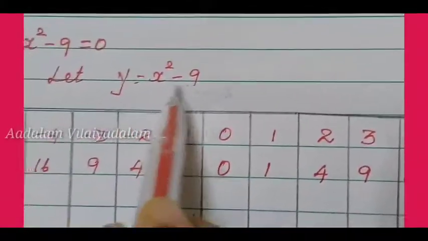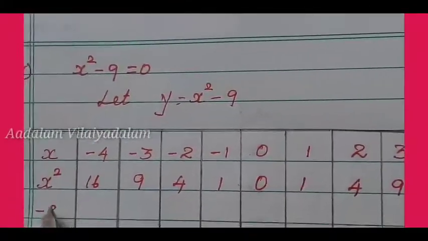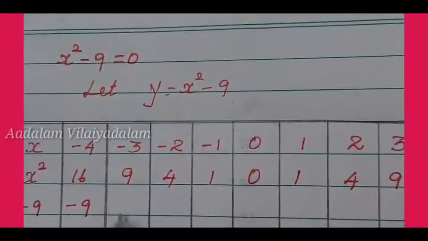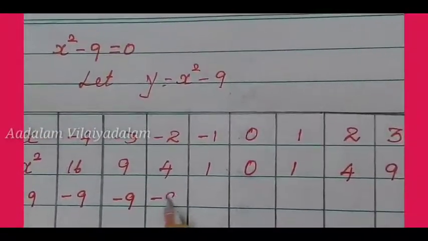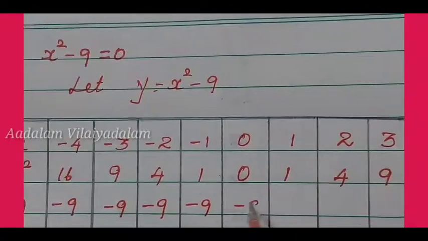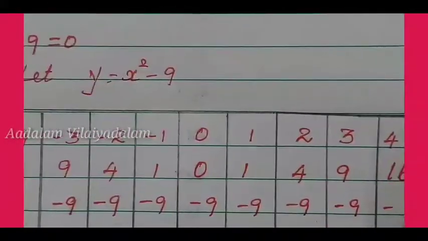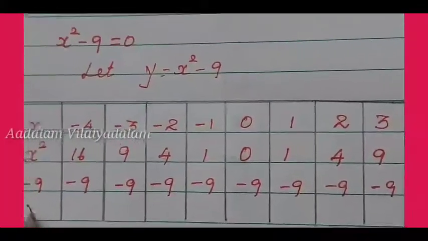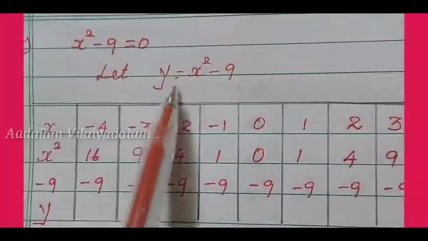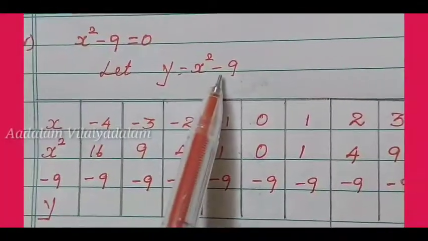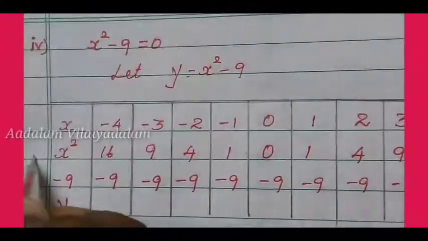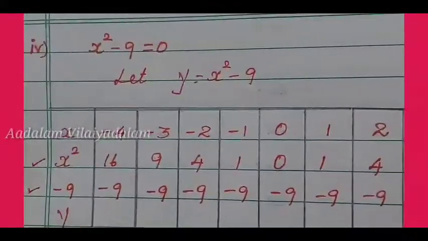Here minus 9 is the constant number. So write minus 9 as it is, in all the columns. Next we have to find the y value. So y equals x square minus 9. So we have to add x square and minus 9.